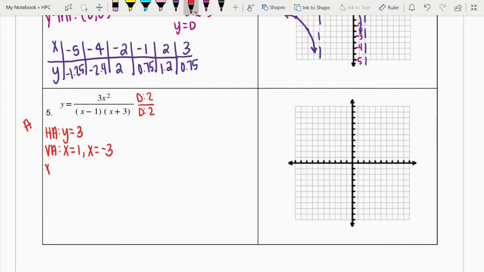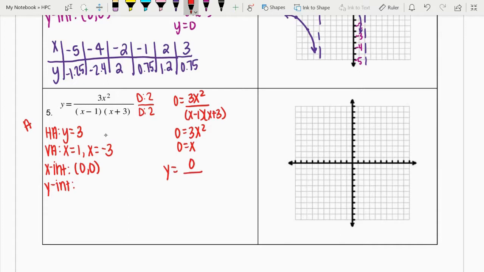Then to find my x-intercept, we'll substitute 0 in for y. Multiply both sides by the denominator, so we have 0 equals 3x squared. So x ends up being 0, so my x-intercept will be at (0, 0). My y-intercept, if we substitute 0 in for x, we'll have 0 over -1 times 3, so again, my y-intercept will be at (0, 0).